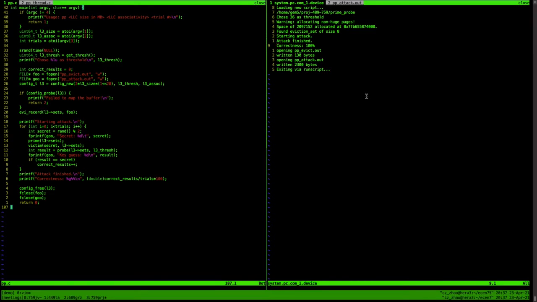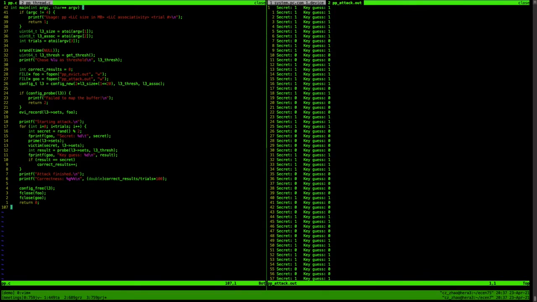As you can see on the left, the attacker guesses the key bit on the fly. On the right side is the Gem5 output. We're able to achieve 100% accuracy. And these are the key bits and guesses made by the attacker.